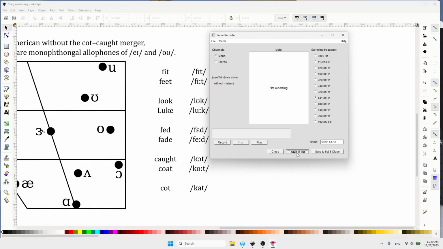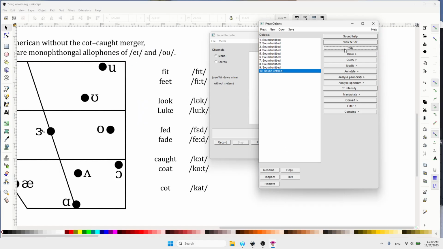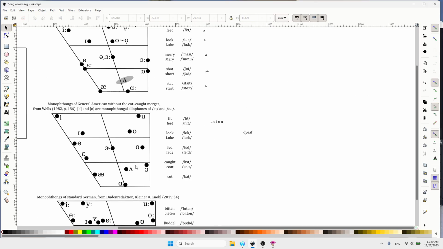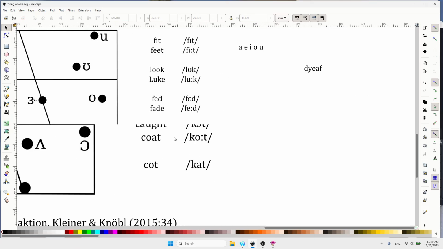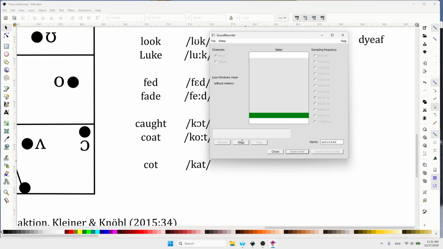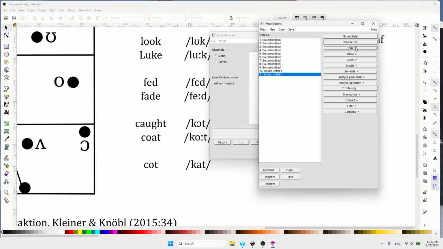Fade. Husbeef, husbeef. I did have a bit of a schwa at the end there, but oh well. I guess I'll do coat now. Coat. I tried to pronounce the T stronger than I usually would. Coat.